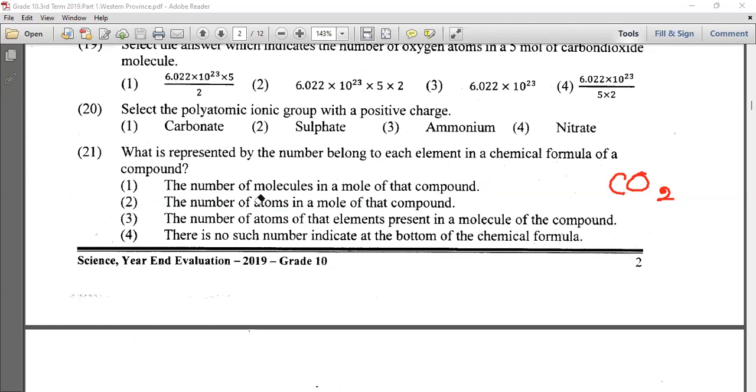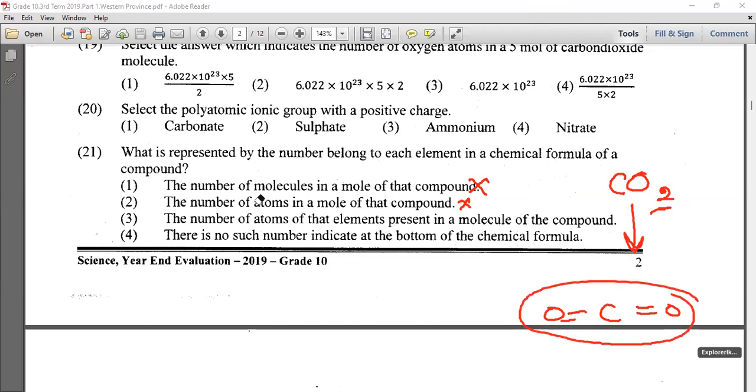Sorry. We don't talk about a mole when you talk about a single chemical formula, right? This is not the answer. The number of atoms of that element present in a molecule of that compound. So if you take a carbon dioxide molecule, how many atoms of oxygen would you find here? 2. That's what is indicated by the 2 below oxygen. If you take a molecule of carbon dioxide, how many atoms of carbon and oxygen would be present in the molecule? That's what it says. Okay. Option 3 is the answer.